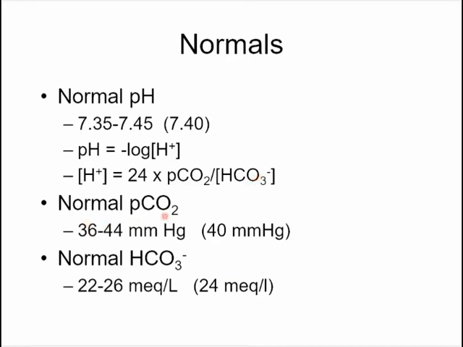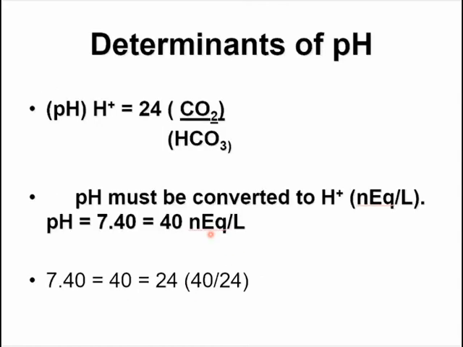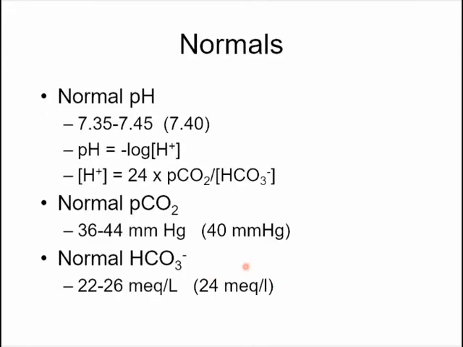So your normal pressure of carbon dioxide in the blood is about 40 millimeters mercury. It ranges from 36 to 44 millimeters mercury. And your normal bicarbonate concentration in the blood is 20 to 26 mEq per liter, or about 24 mEq per liter. So the ratio is about 40 to 24 between your carbon dioxide and your bicarbonate.